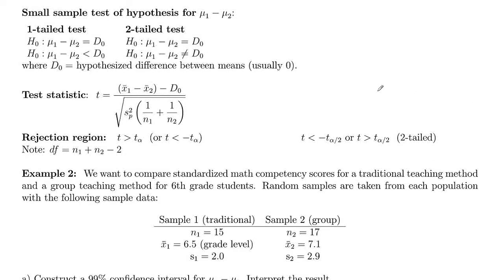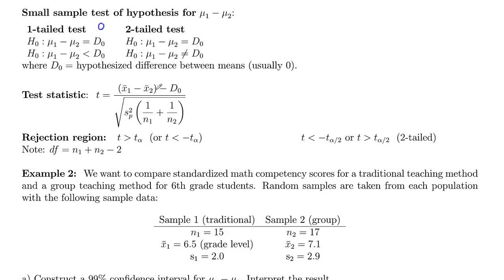Small sample test of hypothesis for the difference in means. For a one-tailed test, your H0 is going to be mean 1 minus mean 2 equals D0, a hypothesized difference. This is usually 0. And your alternative would be mean 1 minus mean 2 less than 0 or greater than 0. For two-tailed tests, it's equal and not equal. And so this null hypothesis most of the time is saying mean 1 equals mean 2, and this alternative would be mean 1 less than mean 2. This would be mean 1 not equal to mean 2.